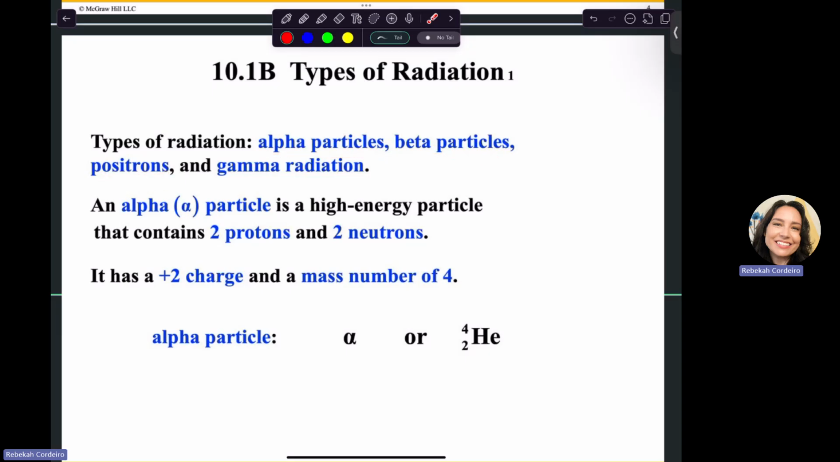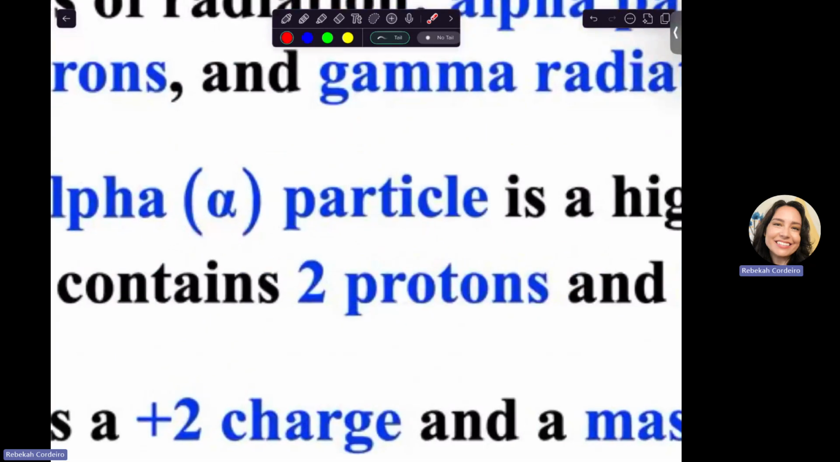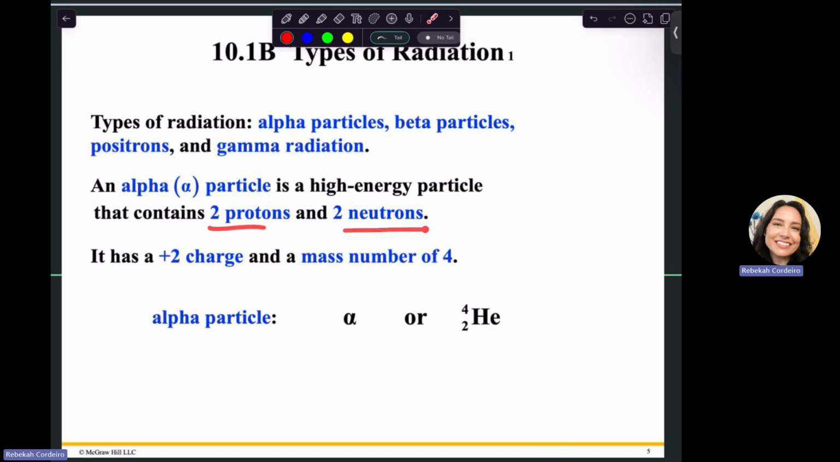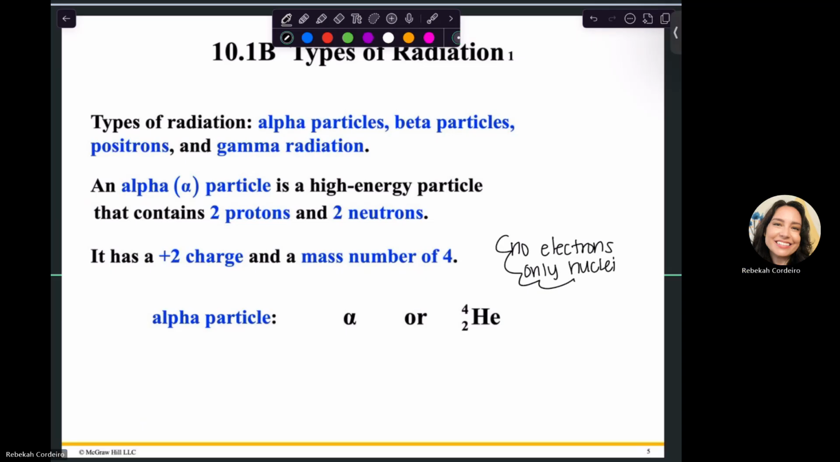First, start with alpha. You can write alpha as an alpha sign, a Greek lowercase alpha. It is a high energy particle made of 2 protons and 2 neutrons. Basically it's a helium nucleus, and it will have a +2 charge because it only has 2 protons and 2 neutrons. We're not looking at electrons, only nuclei. So we're only looking at the nuclei here.